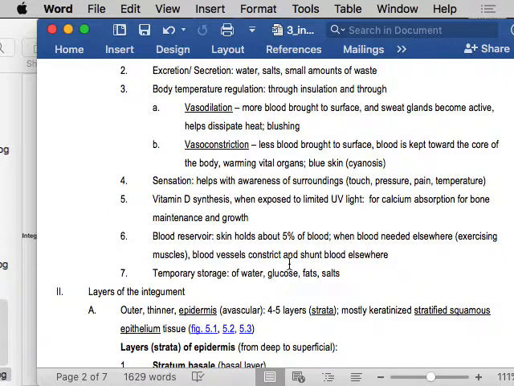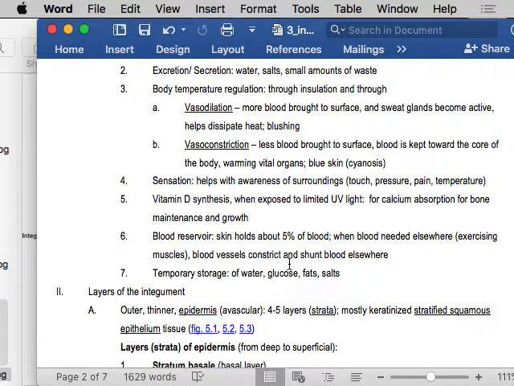Okay, your skin also does some excretion and secretion. We already talked about some of the secretions, which are those acids. What is the difference between excretion and secretion? We talked about this once before. Excretion is waste products. And we don't think about this very often, but your skin actually gets rid of some of the waste products.